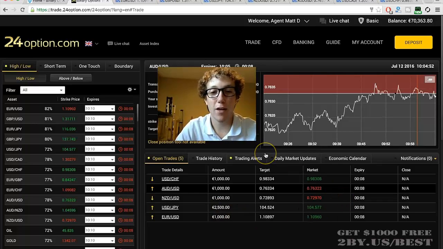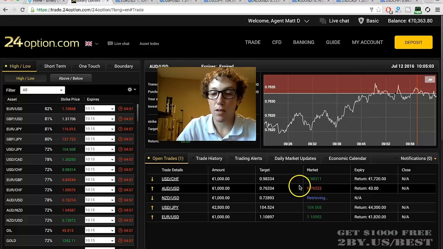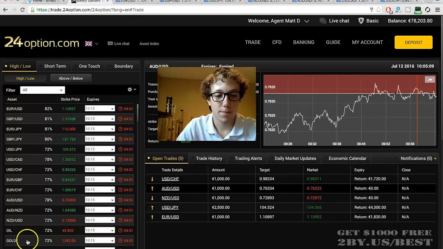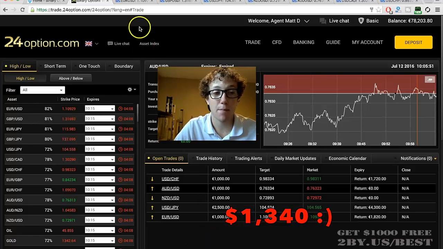Once all these expire, we're going to go back and reevaluate all the charts again to see if there's any new good trends developing. And as you can see, there's a couple of trend reversals here that we're going to try to hop onto and profit. All right, so all my trades just closed here, and let's calculate the profits real quick. Okay, so that was $1,340. Not bad to start off the day.